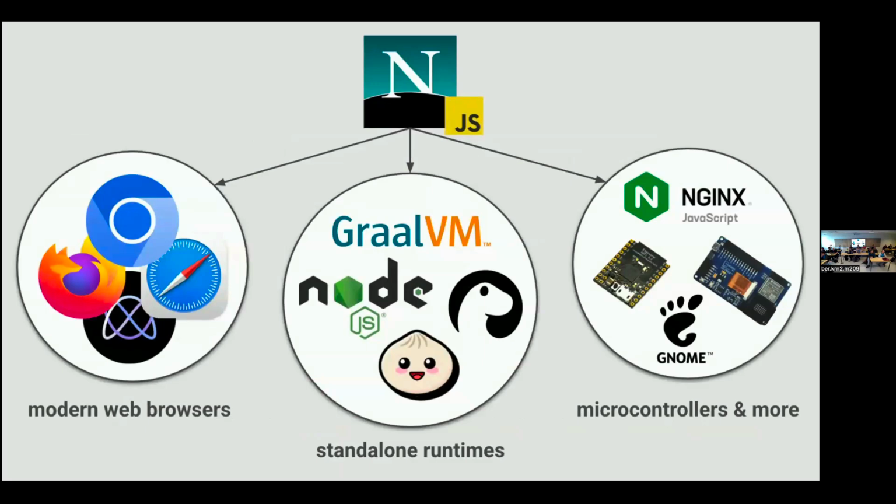So, as many of you know, JavaScript was originally developed at Netscape for the web, but now it's all over the place. It's still used in modern web browsers, of course, but there's also standalone runtimes, which have become hugely popular. And there's also more niche use cases, like it's embedded in HTTP servers like Nginx. It's in operating system shells like GNOME Shell, used in microcontrollers. It's in satellites, surprisingly. It's all over the place.